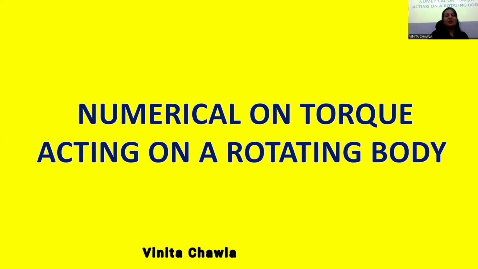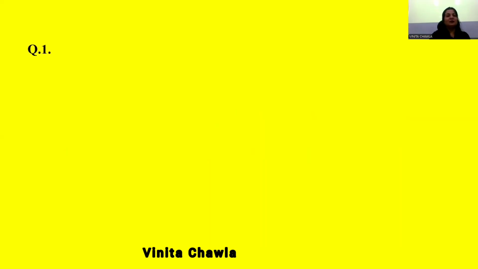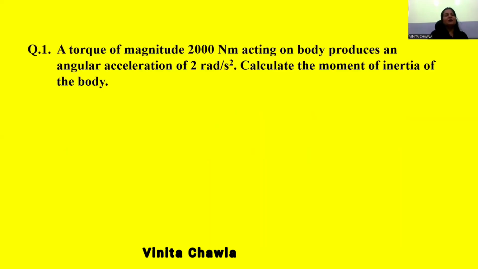Numerical problems based on torque acting on a rotating body. Okay? First question is this. A torque of magnitude 2000 Newton meter acting on a body produces an angular acceleration of 2 radian per second square. Calculate the moment of inertia of the body.